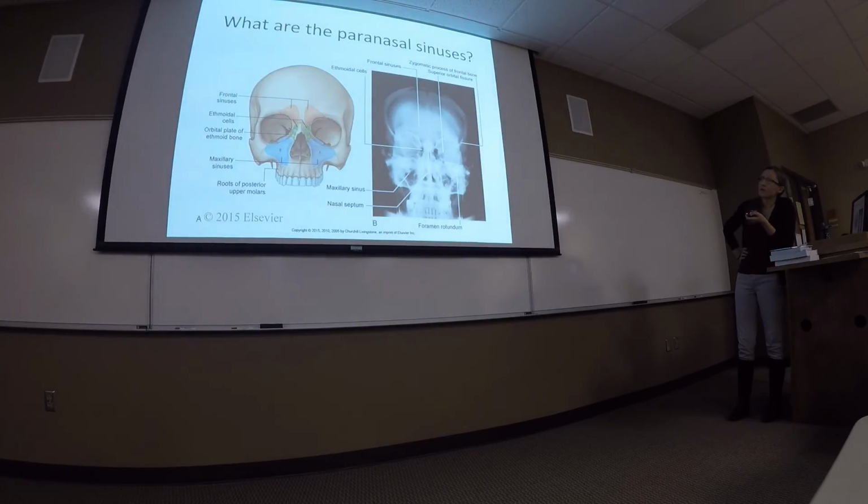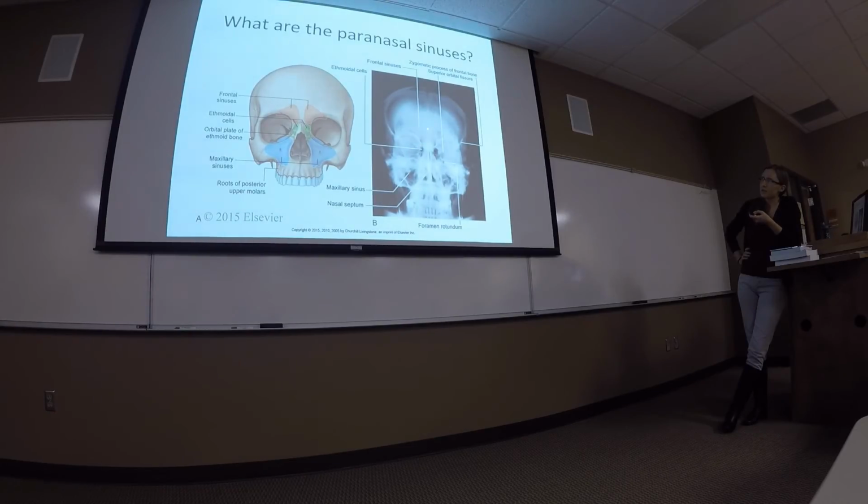So, here they are kind of placed on the skull. Frontal sinuses are spaces within the frontal bone. Ethmoid cells are within the ethmoid bone. The maxillary sinuses are within the maxilla. And then you can't see it on this image, but the sphenoid sinuses are in the sphenoid bone. So that's where they get their names from. You can kind of see them here.